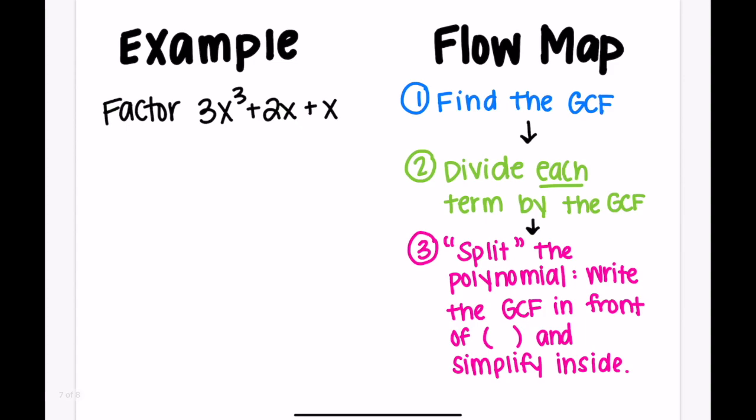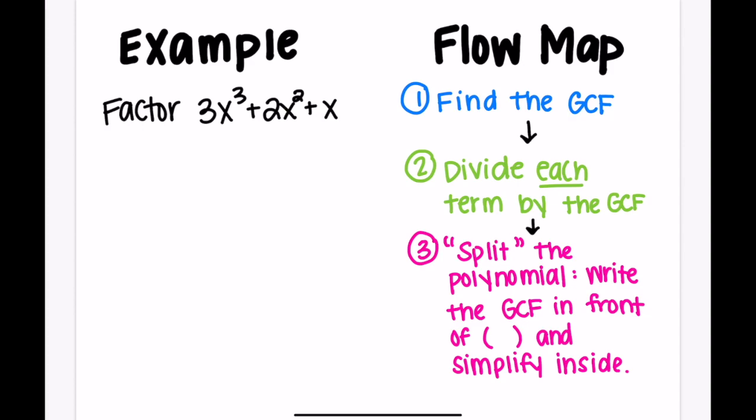Okay, now this time we have a trinomial, but notice that it's not a quadratic because the highest exponent is 3, not 2. So we're still going to look for a number that divides all of them evenly. Well, our coefficients are 3, 2, and 1. Nothing divides those evenly except for 1. So we don't want to factor out a GCF of 1. That doesn't do us any good.